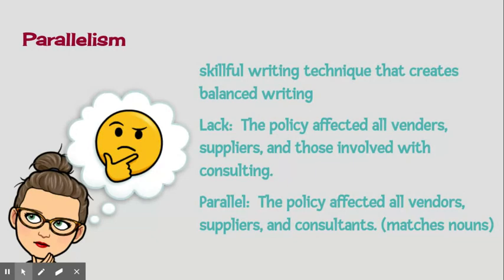So, in that case, the nouns match up. And if you look at section 3.4c, there are even more examples of making sentences parallel.